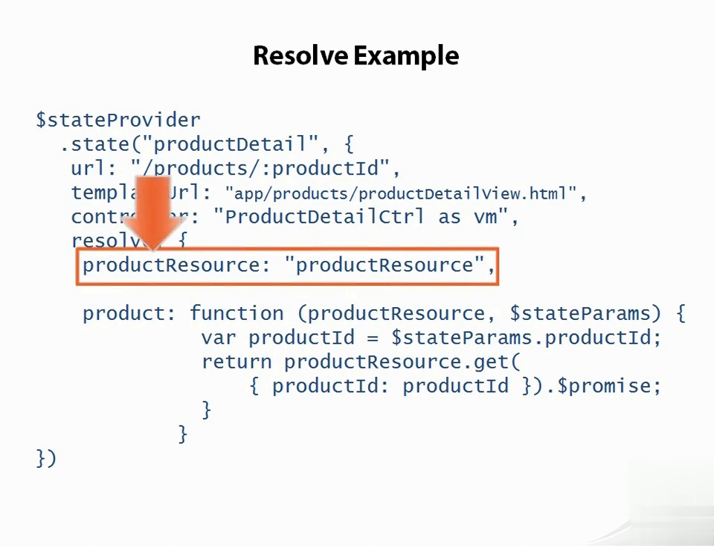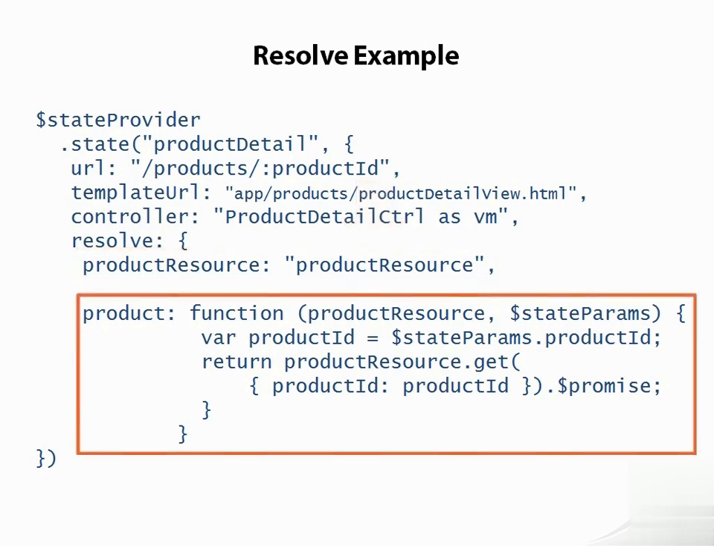The key is named product resource. This key could have had any name, PR, A, whatever. I named it the same name as the service for clarity. The value is the string name for the service. The resolve assumes that any string name provided as a value is an alias for the service.